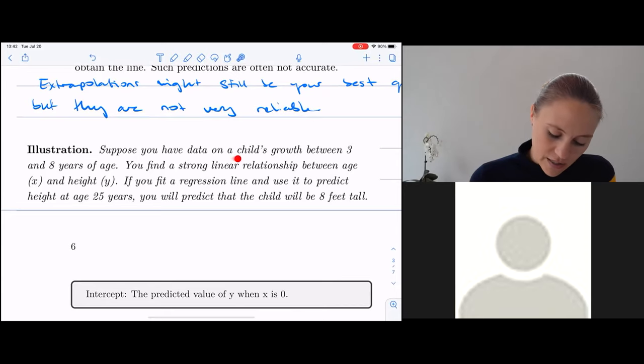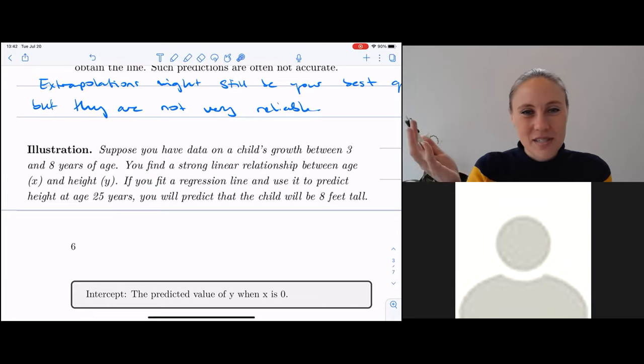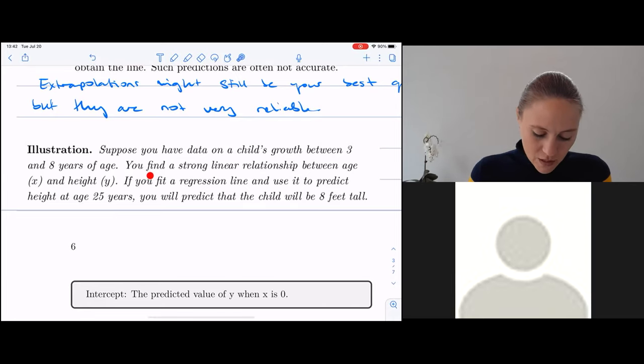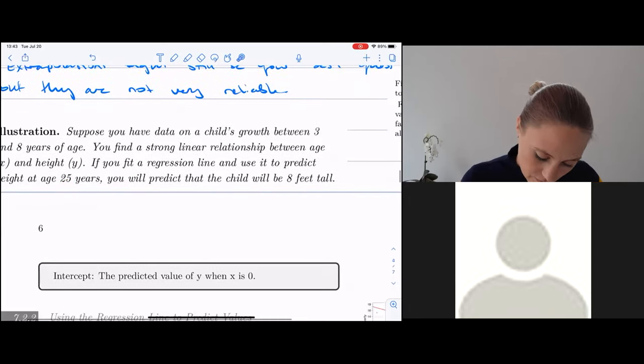If you think about a child's growth between the ages of 3 and 8, you find a strong linear relationship, probably positive. As the age increases, their height increases, just guessing. You find a strong linear relationship between the age X and the height Y. If you fit a regression line and use it to predict the height at 25 years old, you would be predicting that the child would be 8 feet tall. You've got data on kids between the ages of 3 and 8, so if you're plugging in an X value of 25, then your prediction is unreliable, because we're extrapolating.